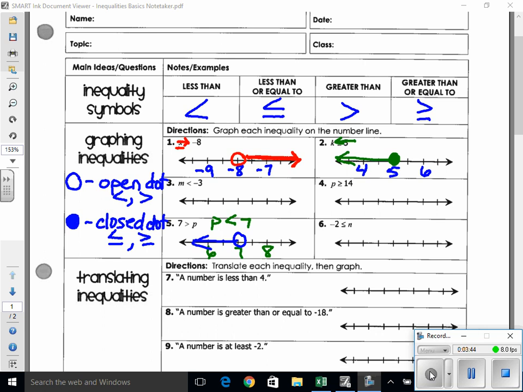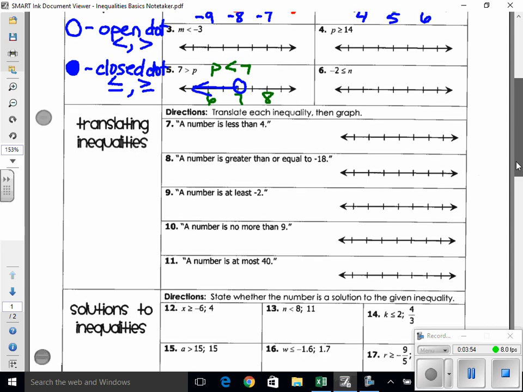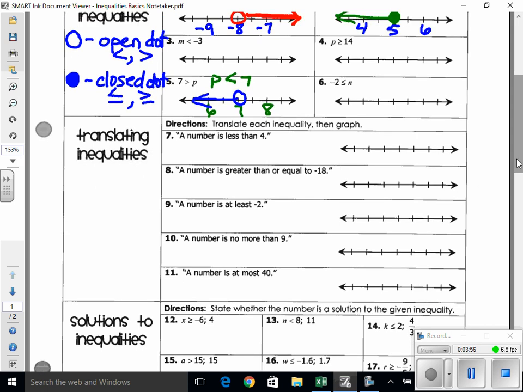Okay, and there's what the graph would look like. Do not use the trick about which way the sign is pointing because the variable was not on the left first. All right, when you go to the next section, we're talking about translating words into symbols, and then we're going to graph them after we translate them.